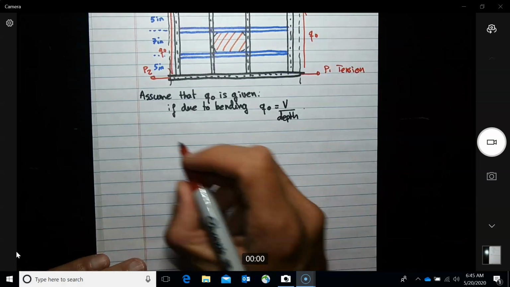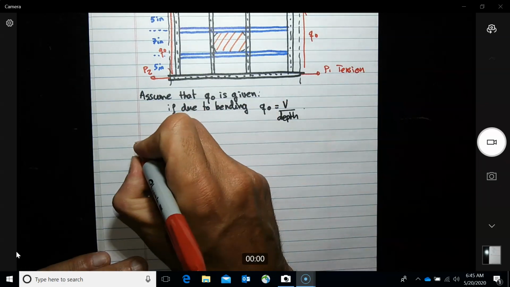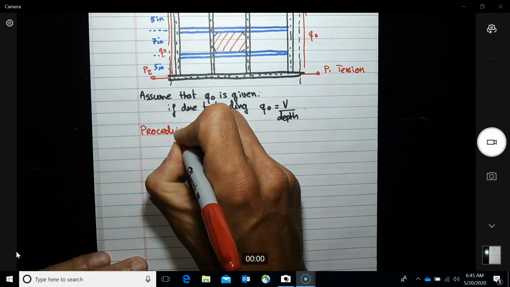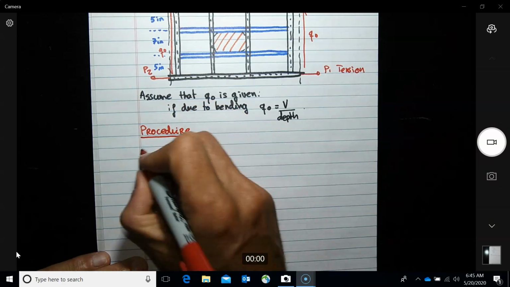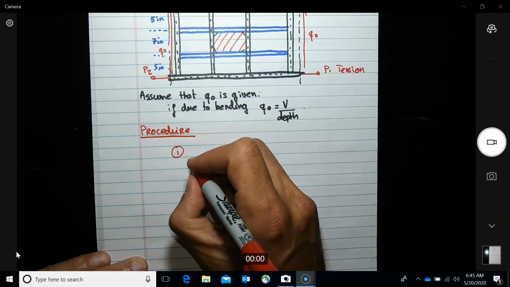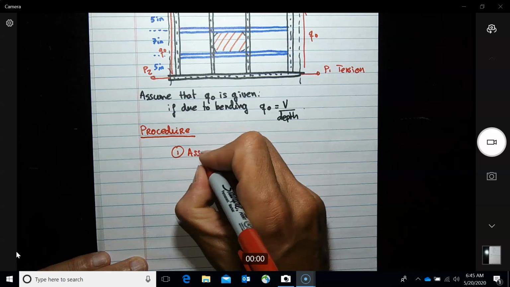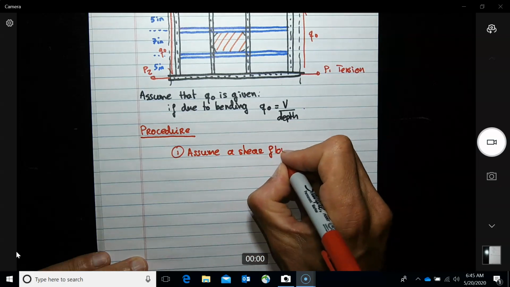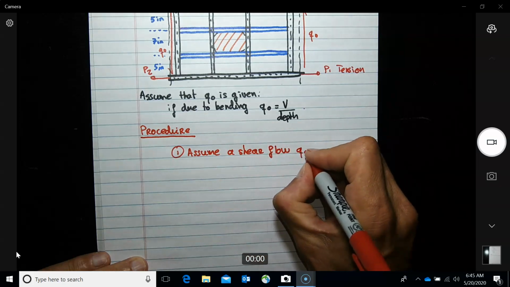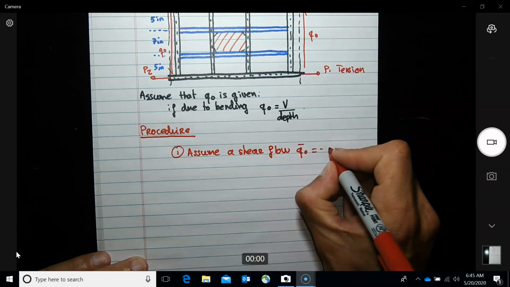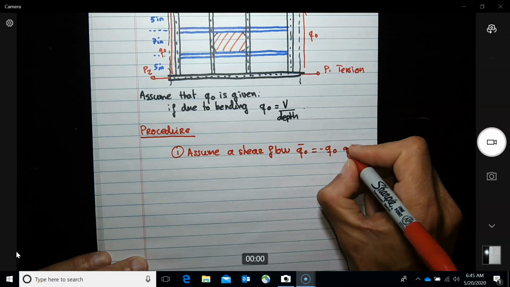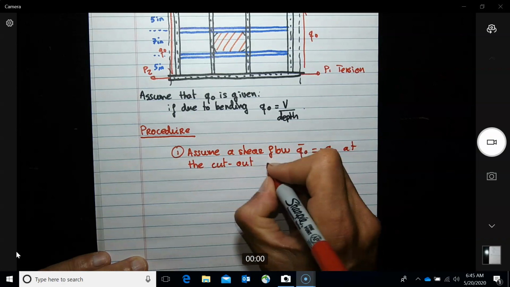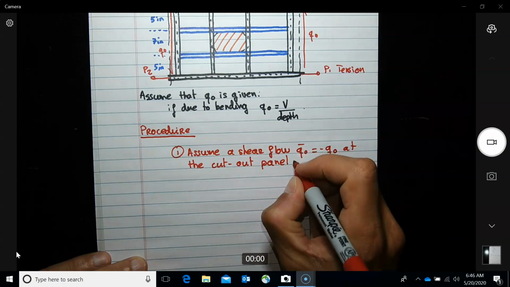Okay, so the first thing to do is the procedure. So procedure will be in red. First is to assume a shear flow Q sub naught. So let's say Q sub naught bar equal to minus Q sub naught at the cutout panel.